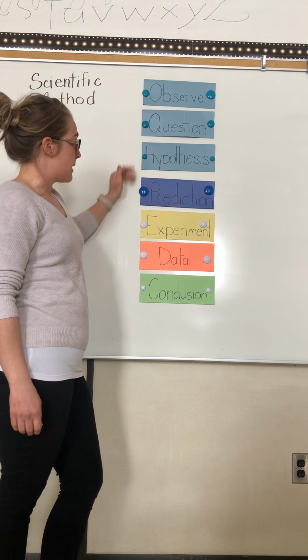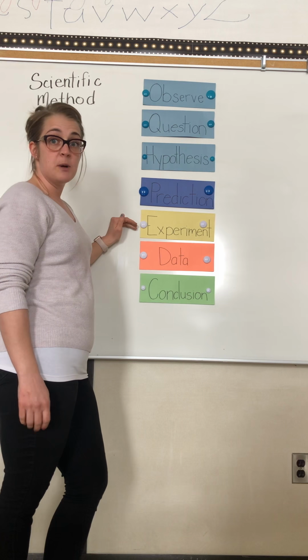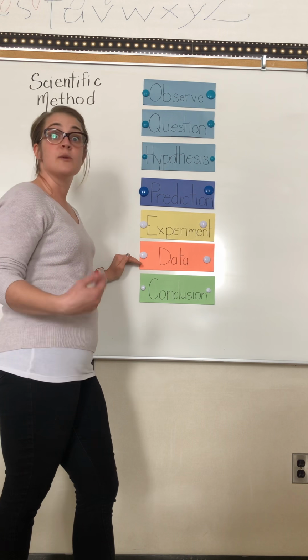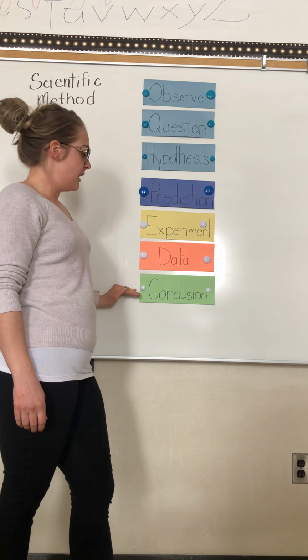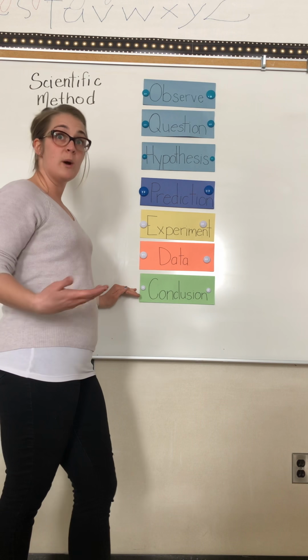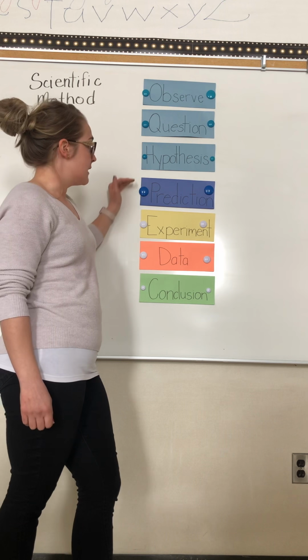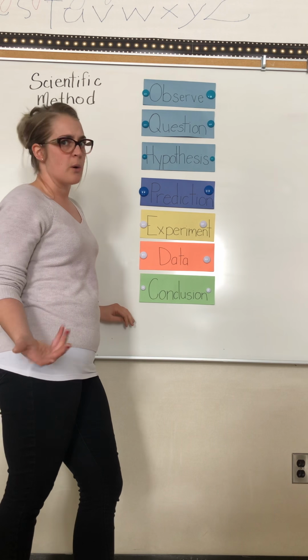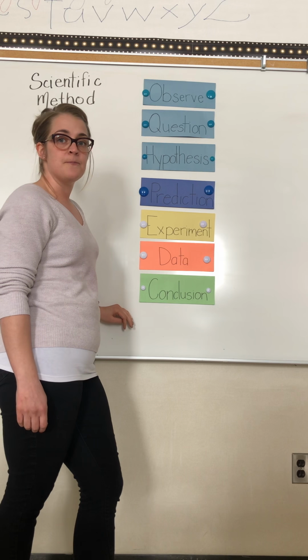After your prediction and hypothesis, you form an experiment or a test. You collect your information, your data, the results of your test. And then a conclusion is where you figure out, okay, what does all this mean? Does it answer my hypothesis, prediction, and question? Or does it leave me with more questions and I need to do some more experiments?